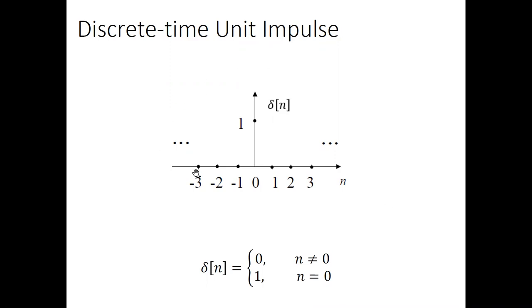Here I give a figure, and from the figure we can see the definition very clearly. When the time n is not zero, then delta of n takes the value zero, that's zero everywhere. But the only exception occurs when n equals zero. When n equals zero, delta of zero equals one. So that's a single impulse at the origin. That's the unit impulse signal in discrete time.